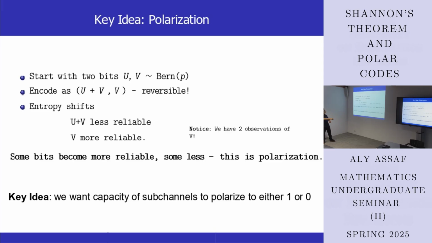Lastly, this is just a summary of what we've done so far, so we can skip it. But the key idea we want you to keep in mind is that we want the channel capacity of each sub-channel. We're treating each bit as a sub-channel, by the way. We want to polarize it to either be maximum or minimum.